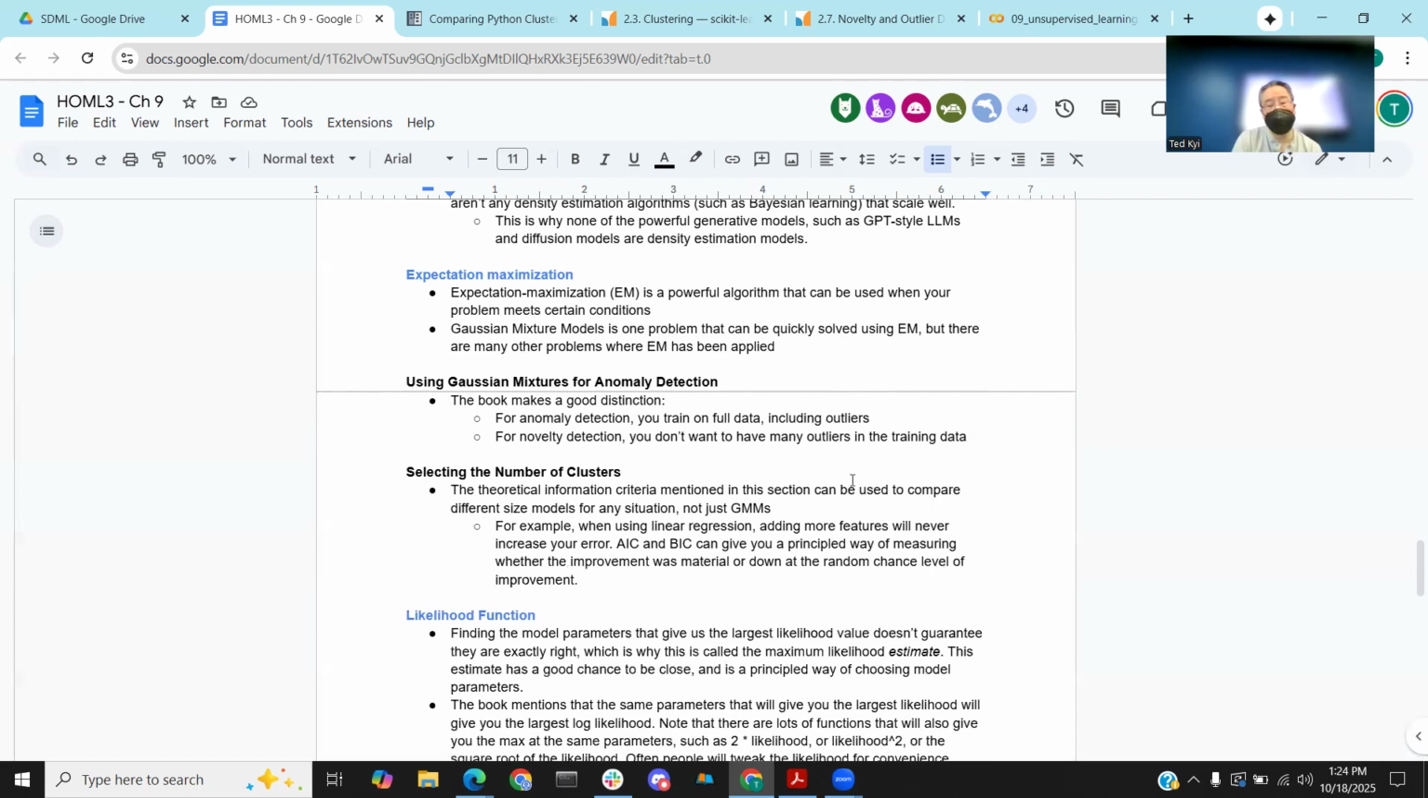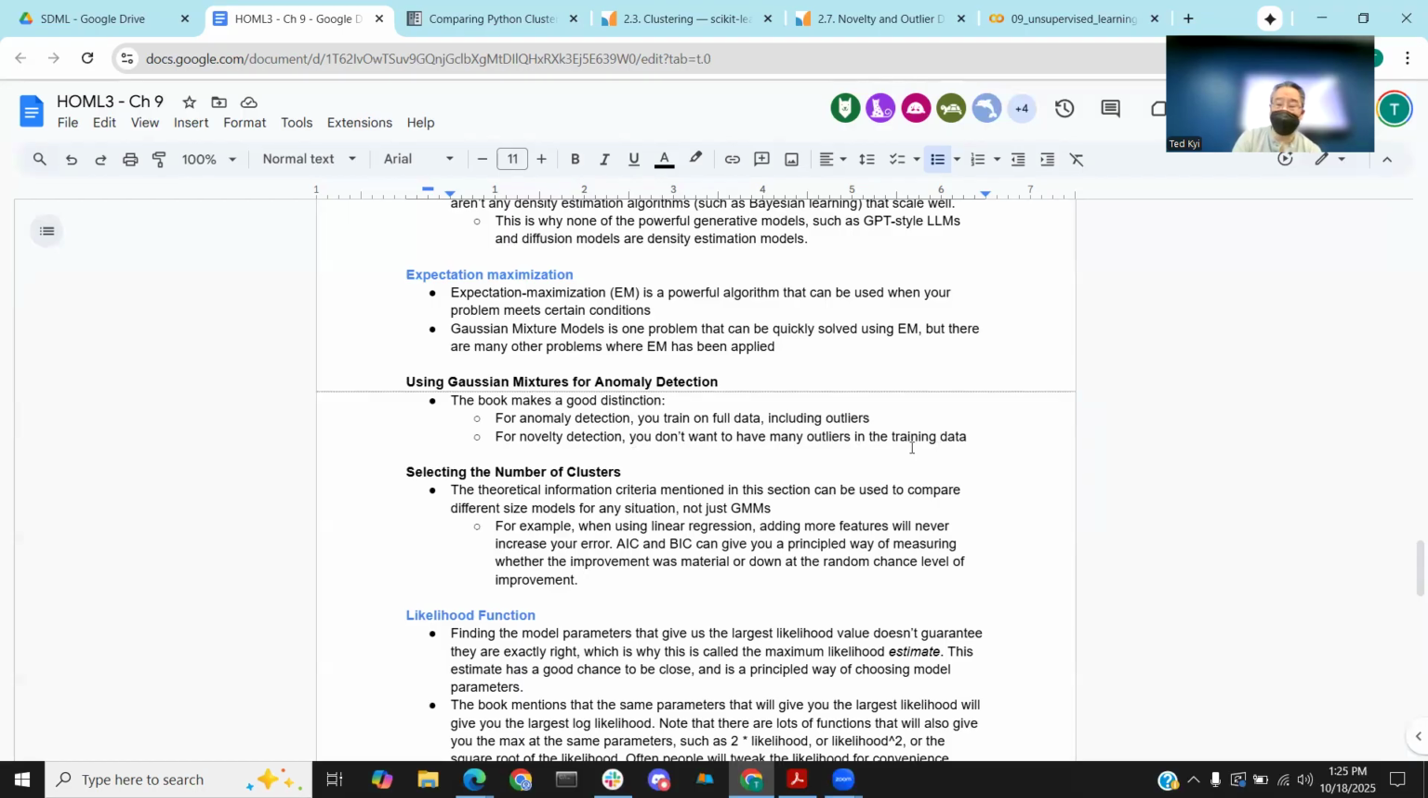I would have flunked if you had asked me this question before rereading the chapter: what's the difference between how you set up anomaly detection and novelty detection? The book made it clear and helped remind me. For anomaly detection, you train on the full data, so it includes your outliers, and the outliers are relatively rare. For novelty detection, you want to train just on all of your clean data, your non-outliers, and that makes the outliers hopefully pop a little bit more in terms of their even lower probability.